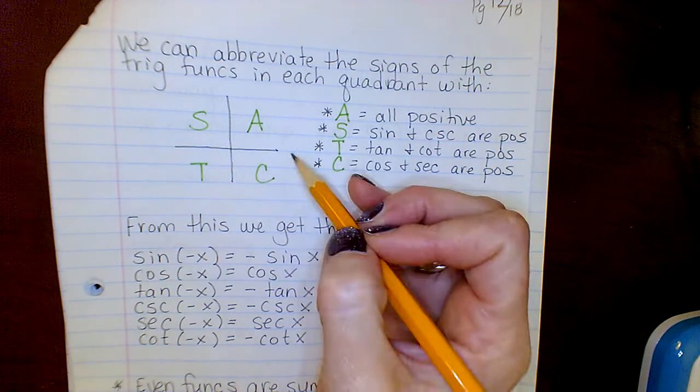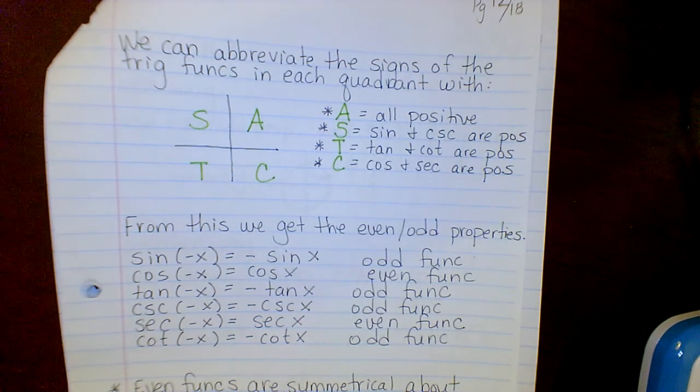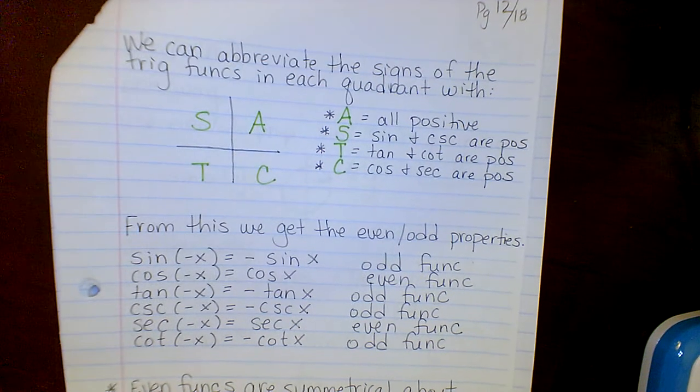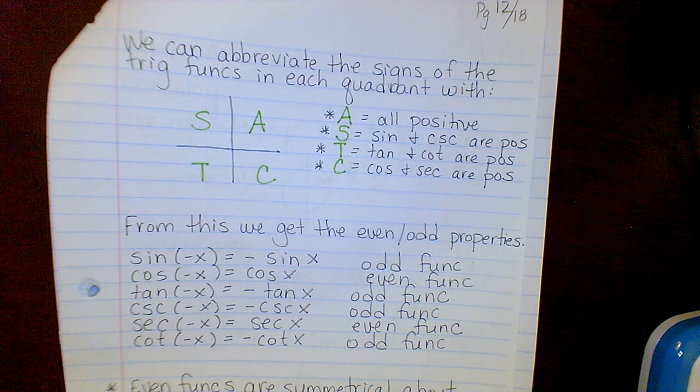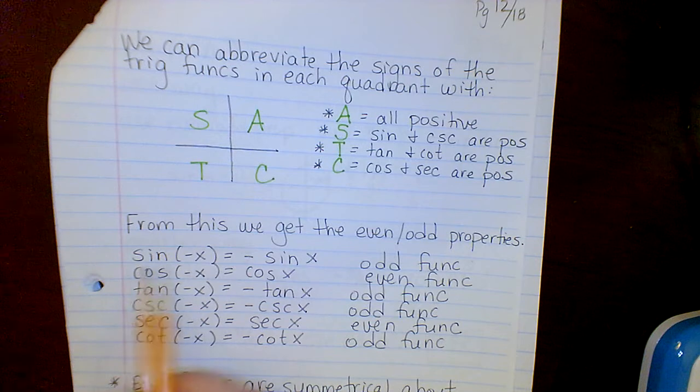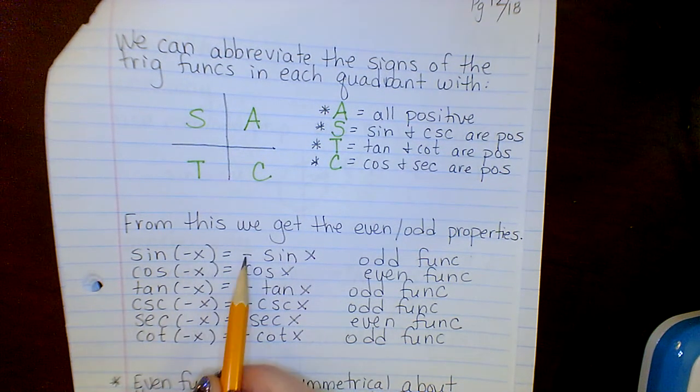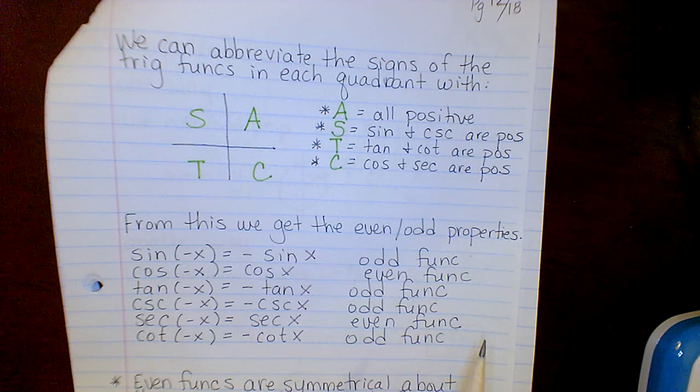From this, we get the even and odd properties. Now, you might remember if you've had college algebra recently that even functions are symmetrical about the y-axis, whereas odd functions are symmetrical about the origin. We can see that more when we go to graph these functions later on. But for now, we just have that the sine function is an odd function. That means the sine of negative x is the same as negative sine x.